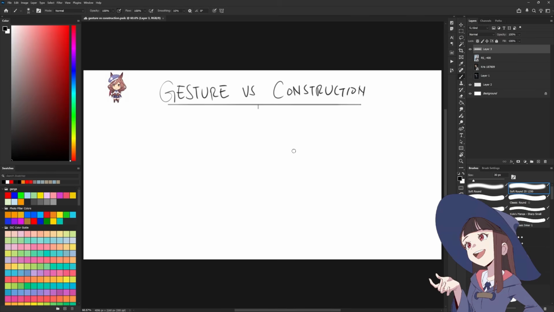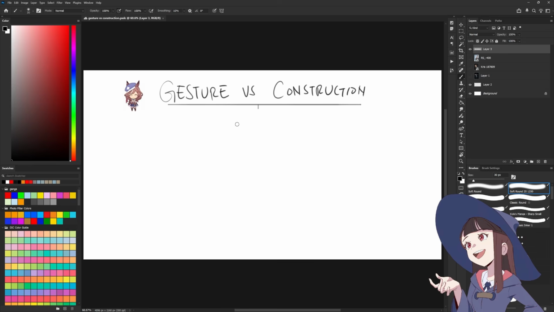Okay, so this video is gonna have 3 main sections. The first, I'm just gonna talk over what is gesture, what is construction, the differences between the two. And then I'm gonna go into drawing the same pose in terms of gesture, and then drawing the same pose in terms of construction. And then I'm gonna do a mix of both. So let's get started. I also have Mambo here, this little guy Mambo.